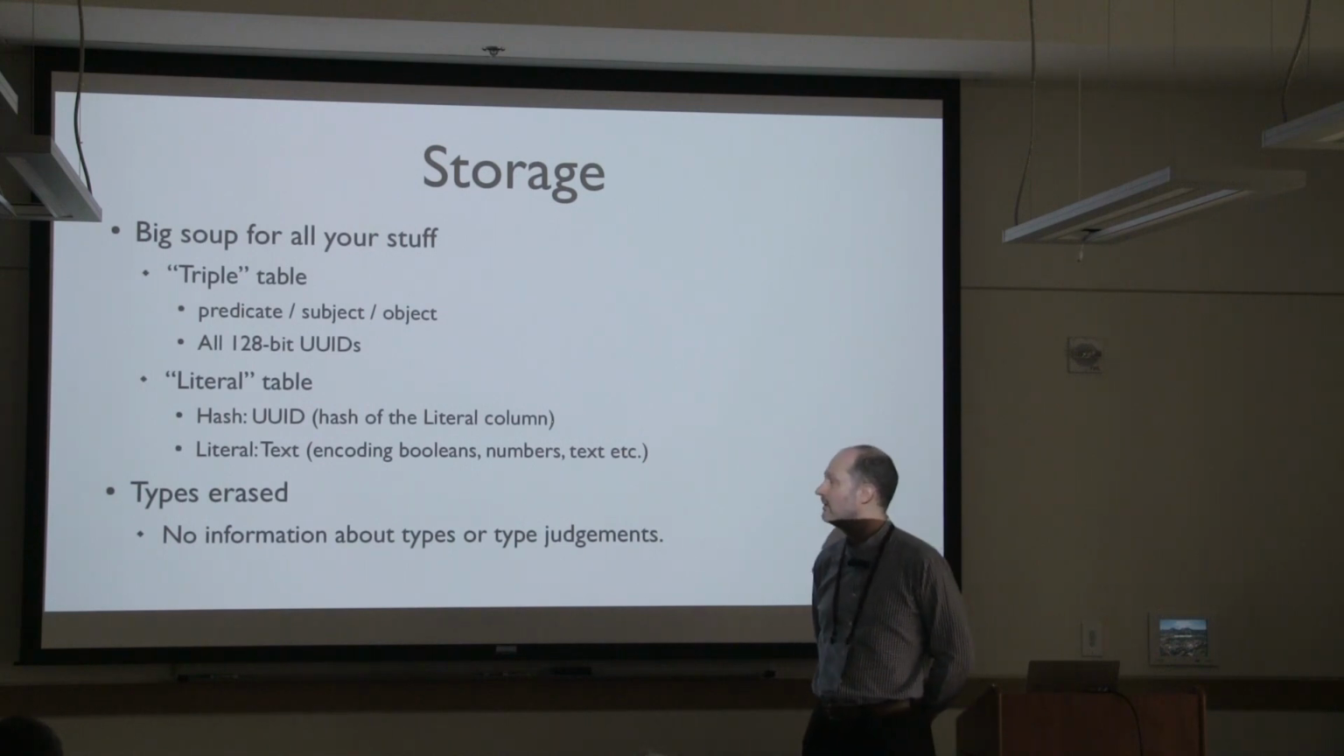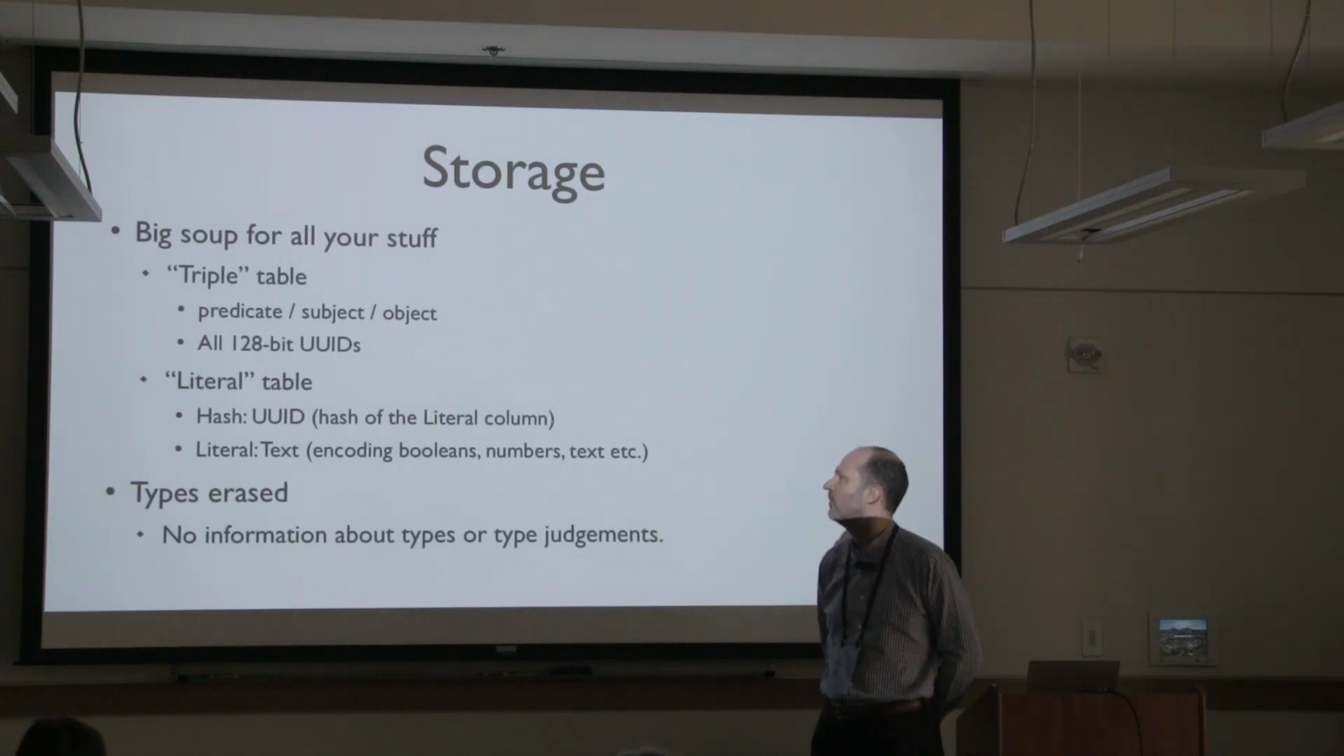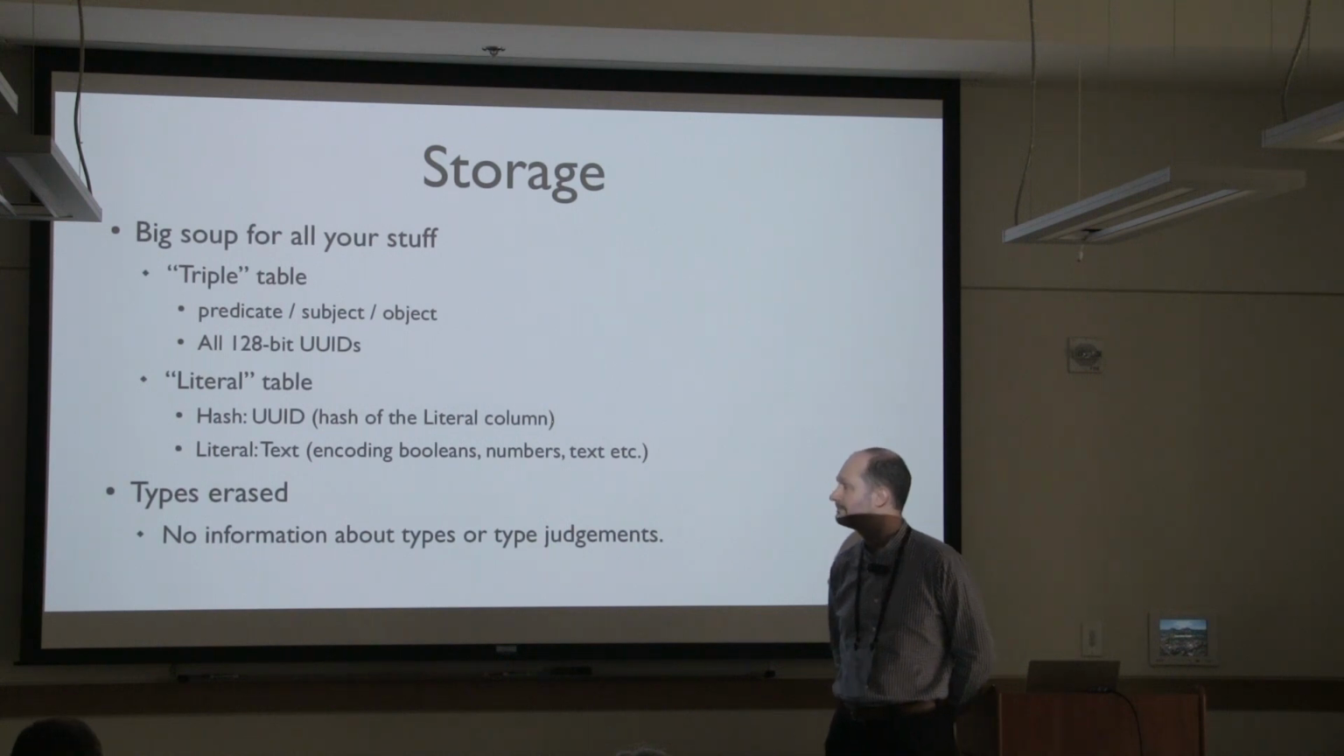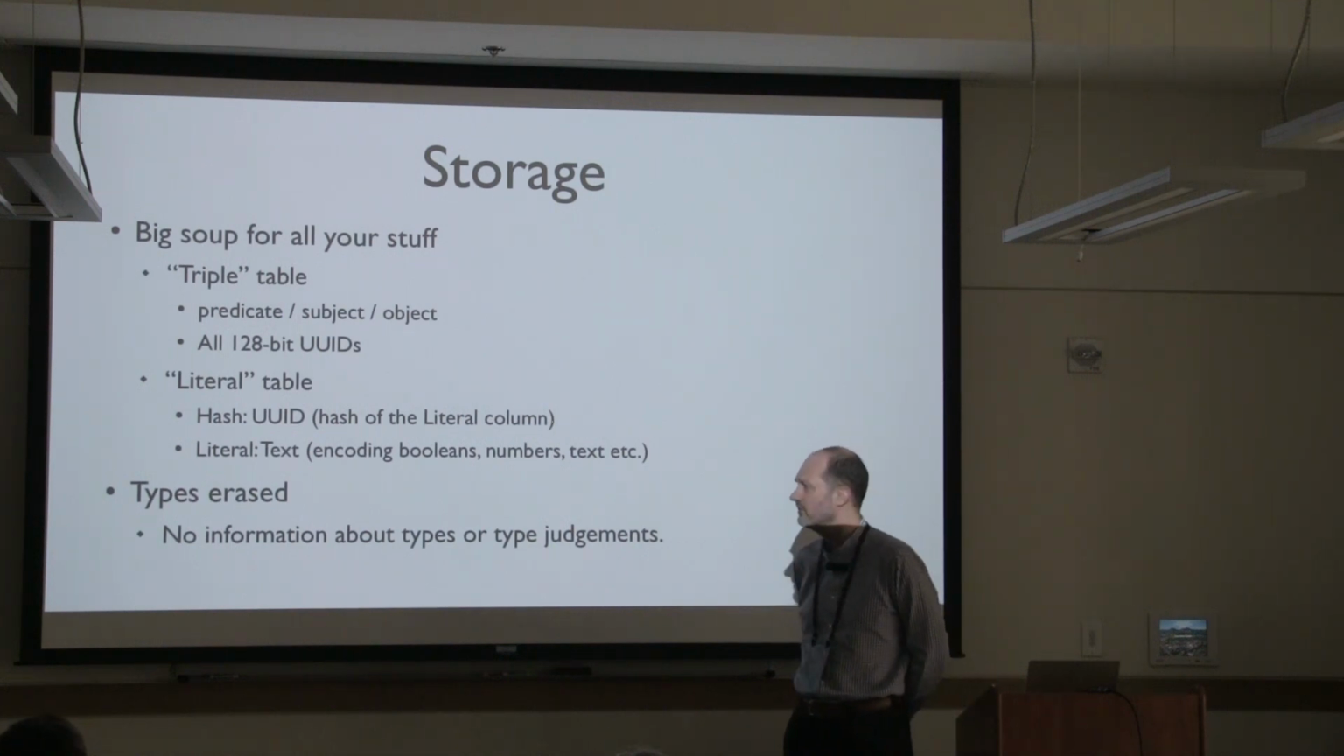And that has a literal table for actually looking up Booleans and numbers and so forth by their hash. And so the hash column of the UID will tend to match up with the subject and object columns of the triple tables. And I'll give a couple of examples.